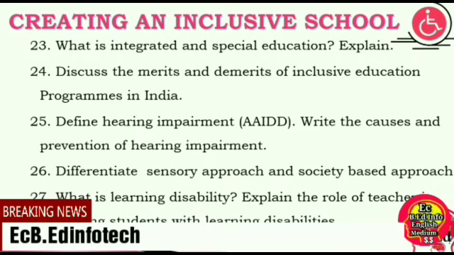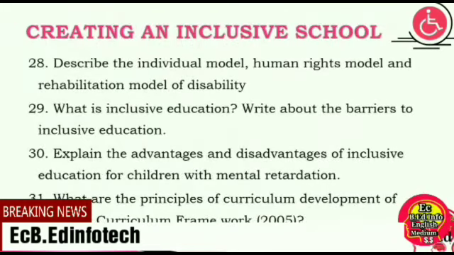26. Differentiate sensory approach and society-based approach. 27. What is learning disability? Explain the role of teacher in managing students with learning disabilities. 28. Describe the individual model, human rights model and rehabilitation model of disability.